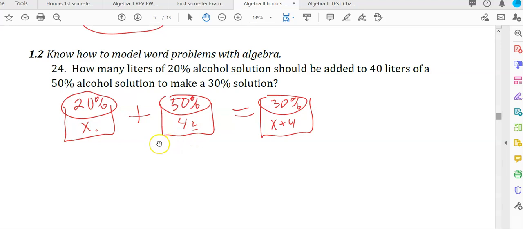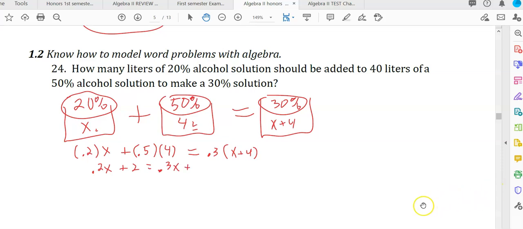So now you have your equation. Basically, it's just going to be 0.2 times x plus 0.5 times 4 equals 0.3 times x plus 4. And now you're just going to solve that equation. So we get 0.2x plus 2 equals 0.3x plus whatever 4 times 0.3 is. I think that's 1.2.